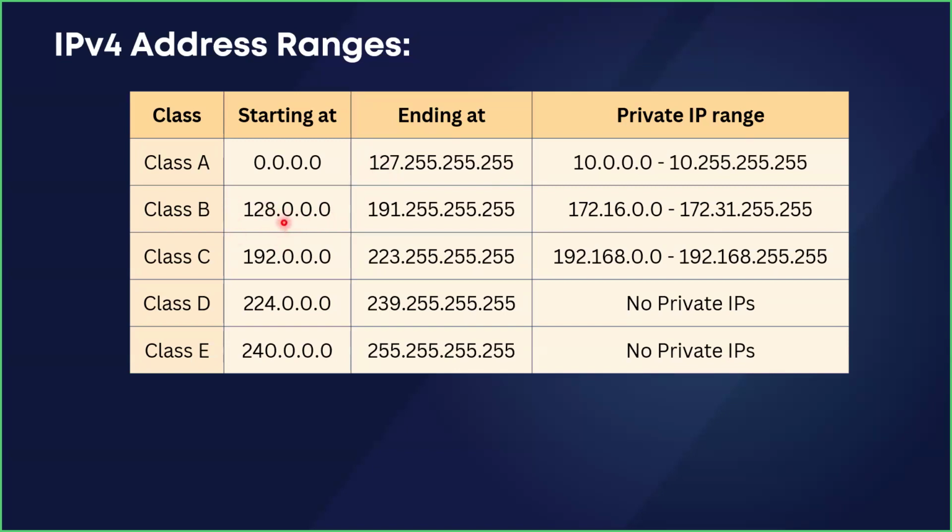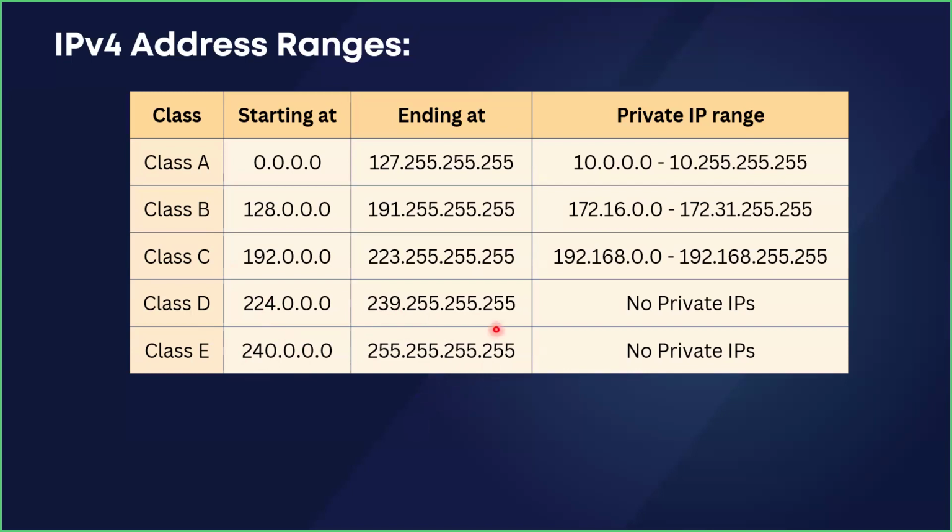From 128.0.0.0, it goes up to 191.255.255.255. Since it's ending at 191, Class C starts at 192. From 192.0.0.0, it goes up to 223.255.255.255. And since it's ending at 223, Class D starts at 224. From 224, it goes up to 239.255.255.255. Since it's ending at 239, Class E starts at 240. And from 240, it goes up to 255.255.255.255.